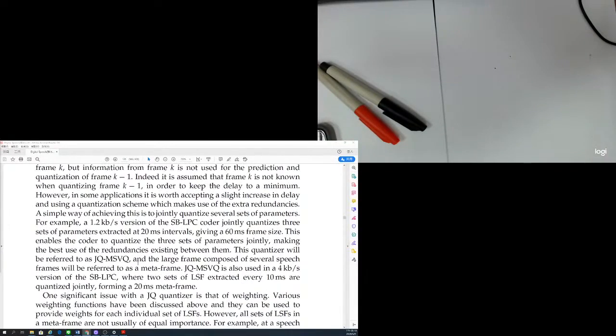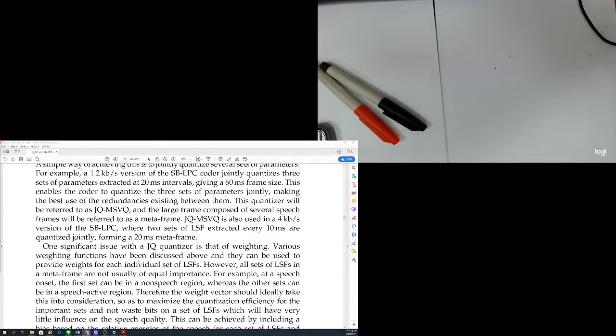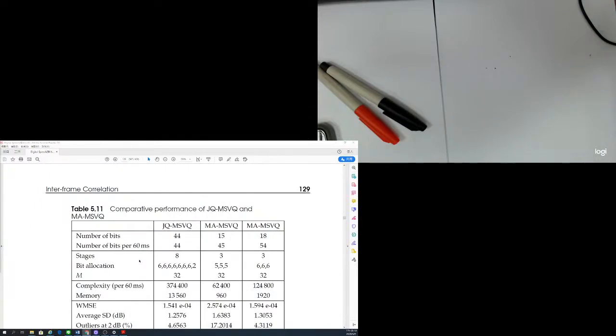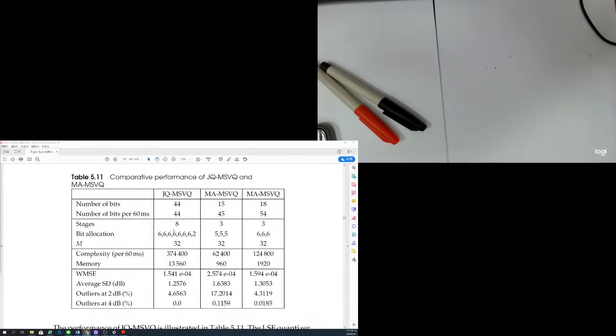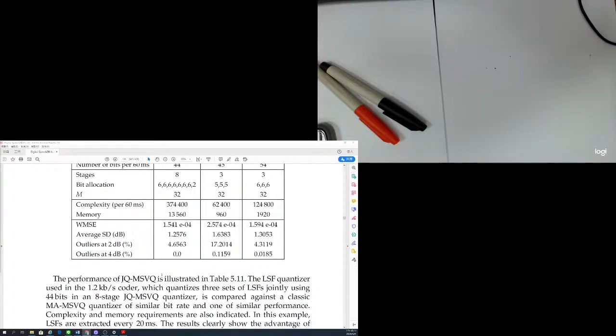Another one is called joint quantization of line spectrum pairs. It's not just considering one vector; it is possible to consider multiple vectors. Compared with moving average multiple stage vector quantization, if we combine three vectors together, you can see the performance. What's the difference here? The performance of joint multiple stage, they use this table.